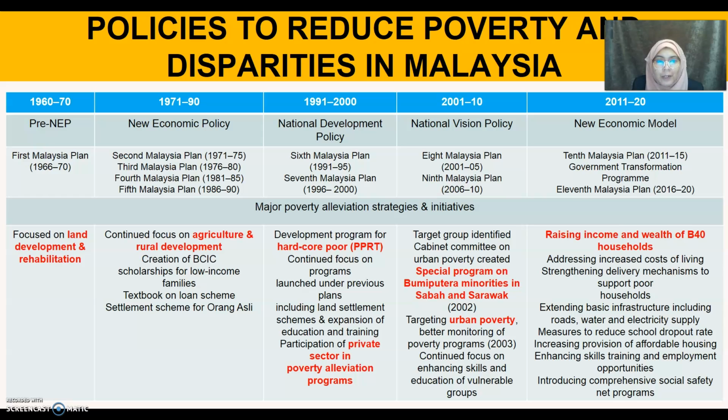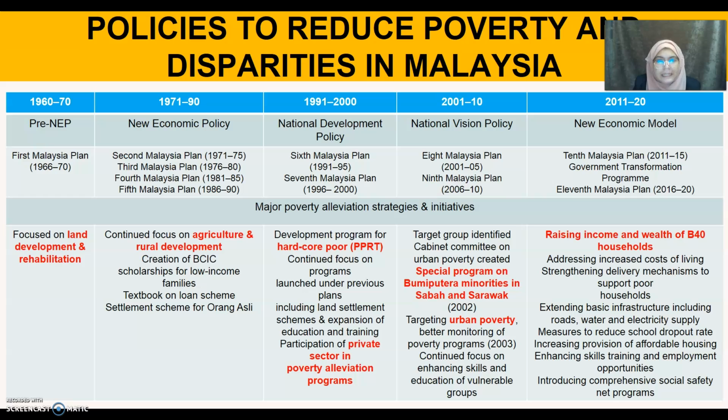Okay, and when we started 1970s to 1990s, then we have the New Economic Policy. That was where we have the first, the second, the third, the fourth, the fifth Malaysian Plan. And during this time, of course, the focus of all the policies is on poverty alleviation strategy and initiatives. Our economic policy continued to focus on agriculture and also rural development. Then during that time, there was the creation of scholarships for low-income families, the textbook loan scheme, and also the settlement for orang asli.